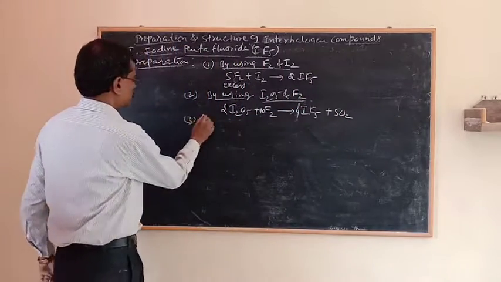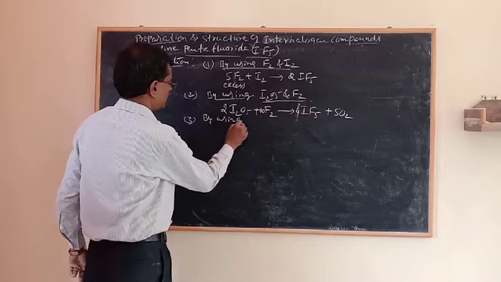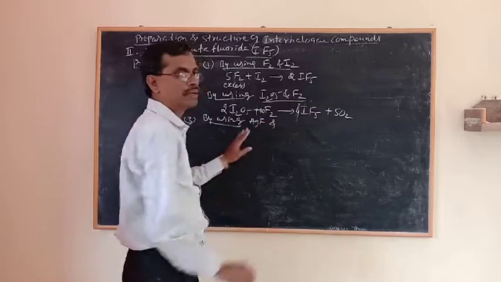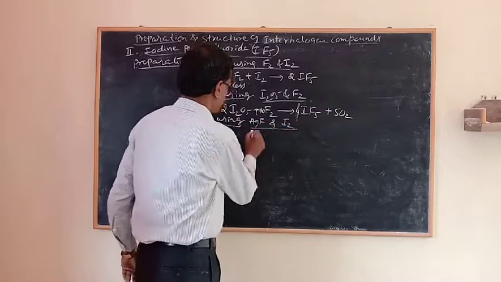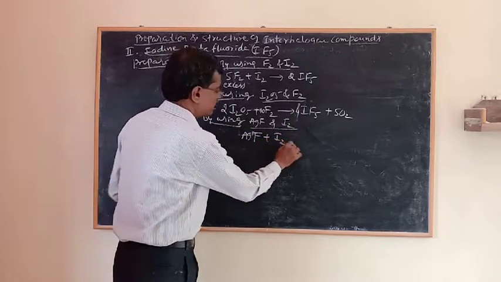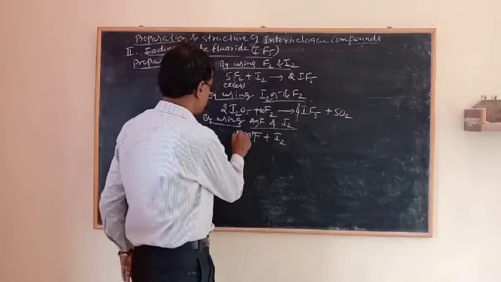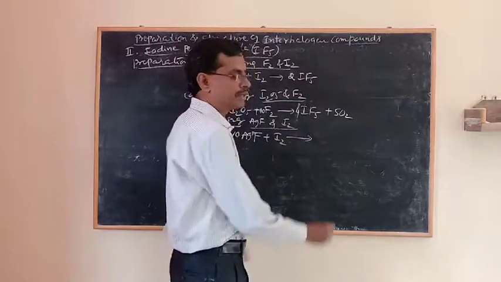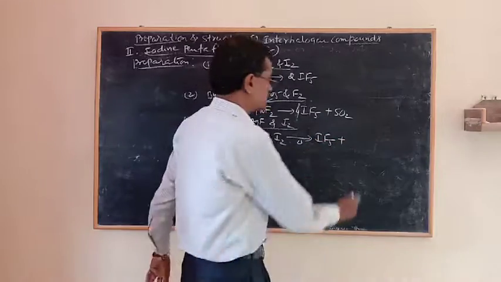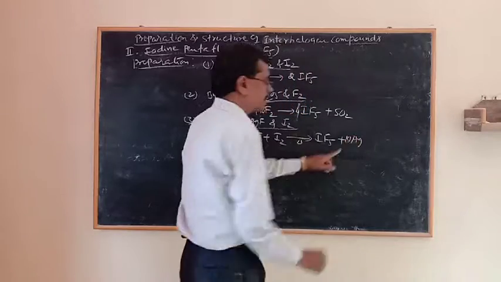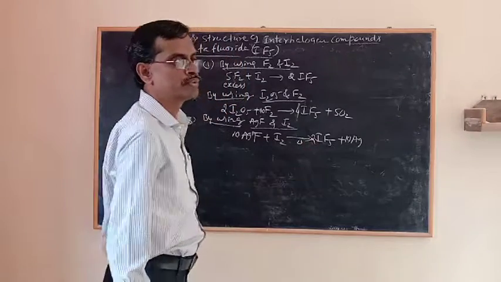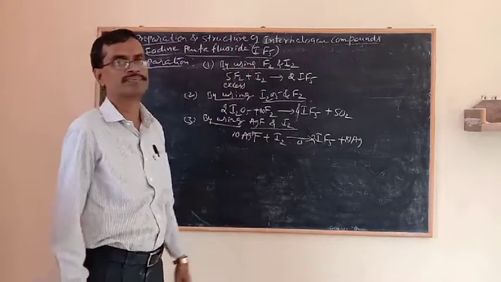Lastly, by using silver fluoride and then I2. AgF plus I2. Here we are taking the 10 AgF. By heating, we will get this IF5 plus Ag. To balance this, it needs 10 molecules of this Ag, and there are 2 IF5. So this is the preparation of the IF5.